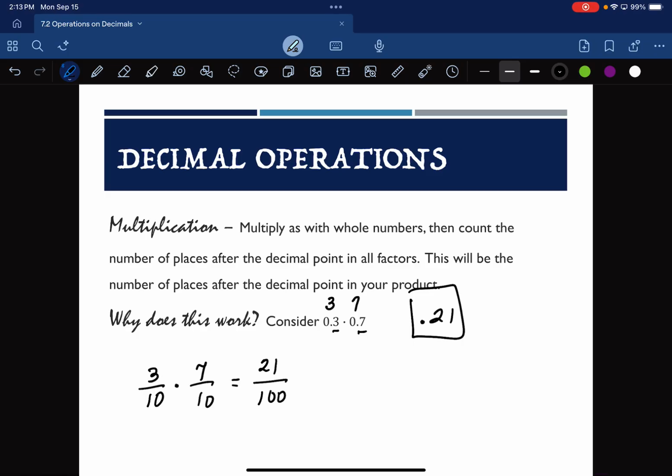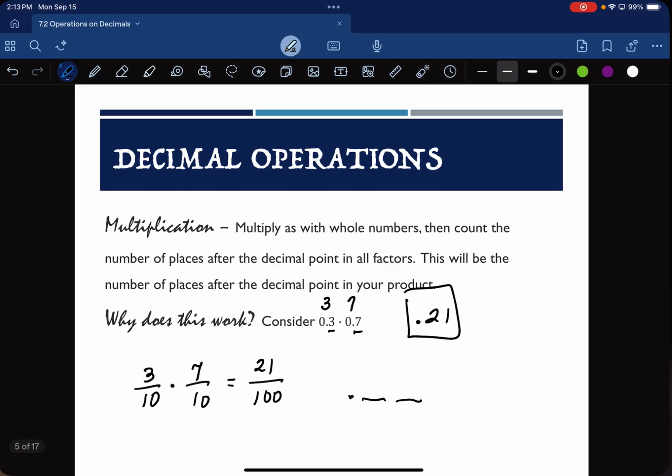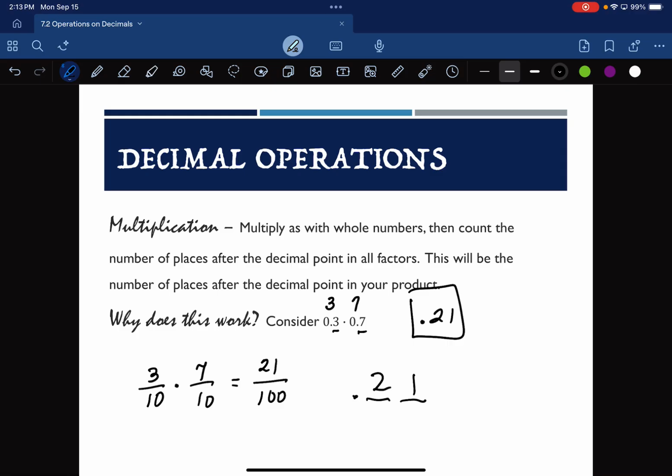It says 100. So what place value in decimal form should our decimal end in? The hundredths place, right? That's 2 locations after the decimal point. And sure enough, that's exactly what we got when we followed this algorithm. This is why it's working for us. There's nothing special with the 0.3 and the 0.7. It's just an example showing it. Okay?